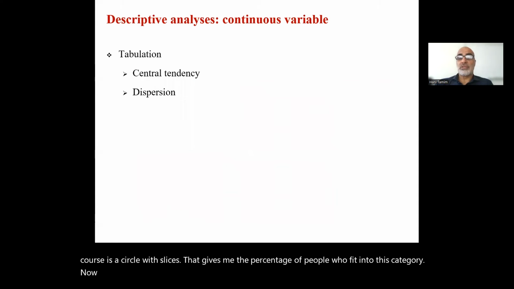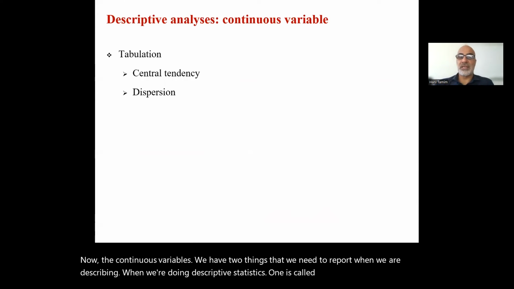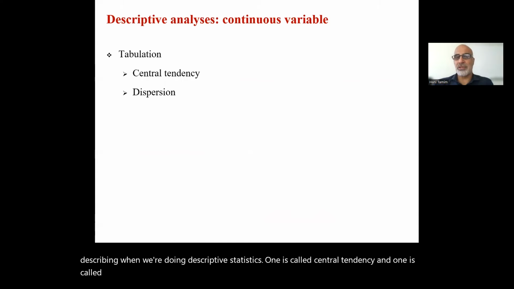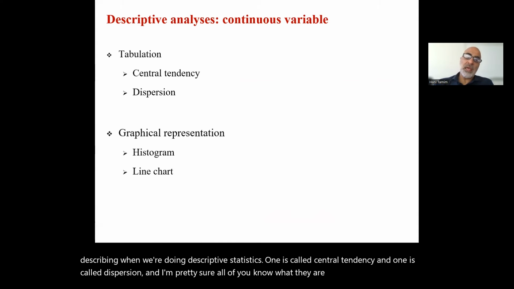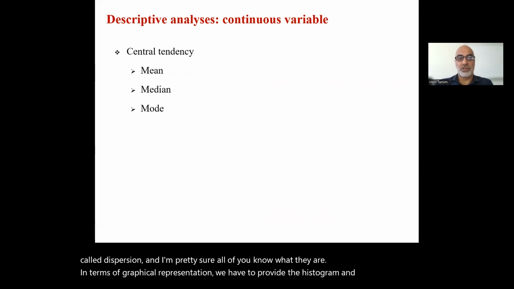Now, for continuous variables, we have two things that we need to report when we're doing descriptive statistics. One is called central tendency and one is called dispersion. And I'm pretty sure all of you know what they are. In terms of graphical representation, we have to provide the histogram and or the line chart.